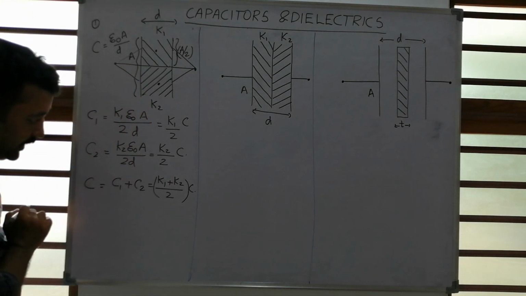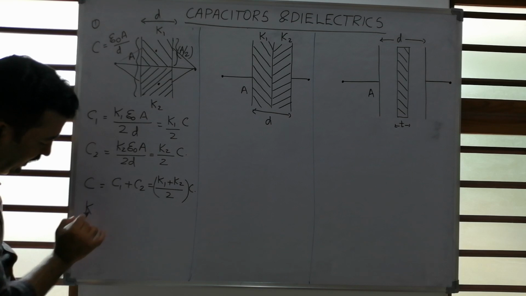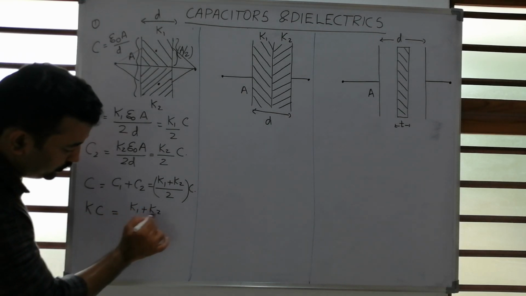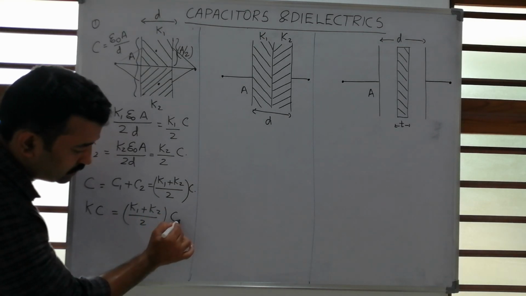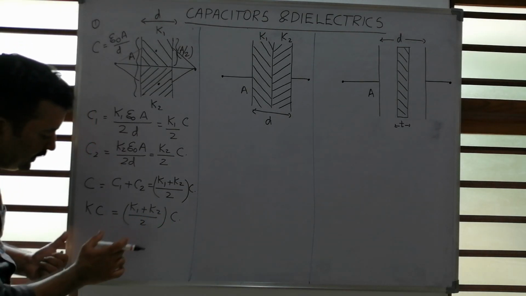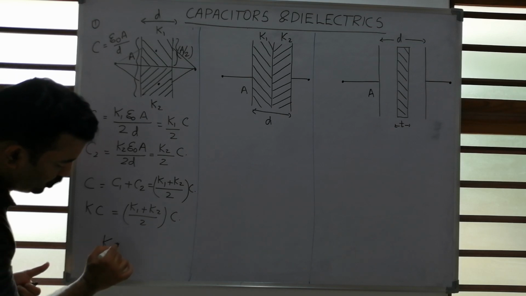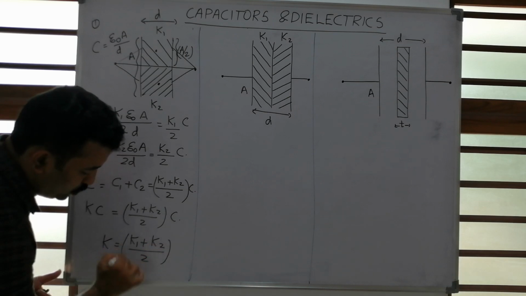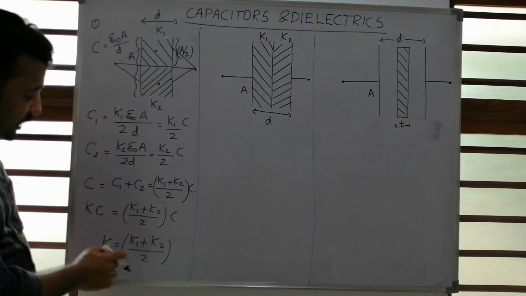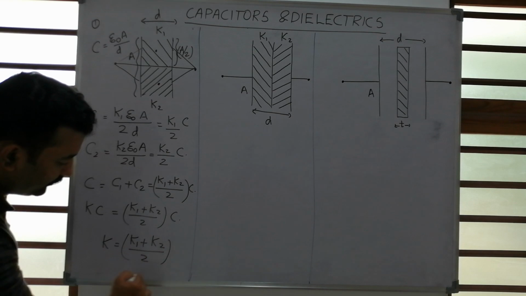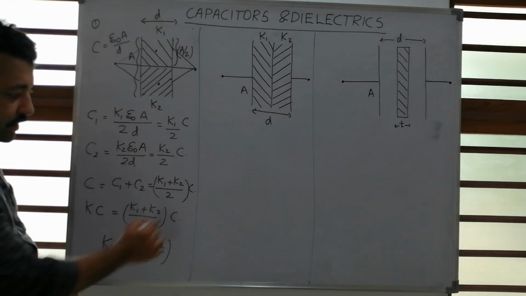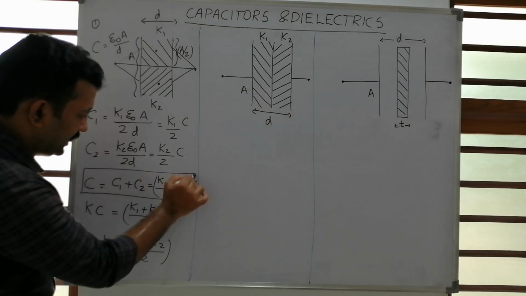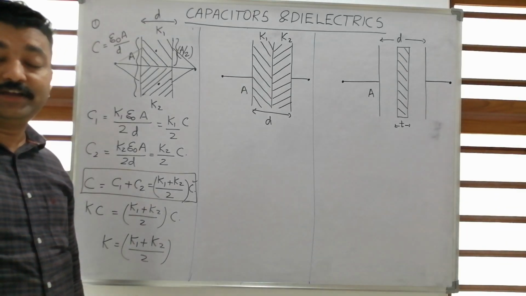So if I call this a capacitance with K into C equal to K1 plus K2 divided by 2 into C, I can say that the net dielectric constant between the plates is equal to K1 plus K2 divided by 2. So the filling gives an effective dielectric constant value of K1 plus K2 by 2, and the capacity is C. So this is the net value when the dielectrics are arranged in that fashion.